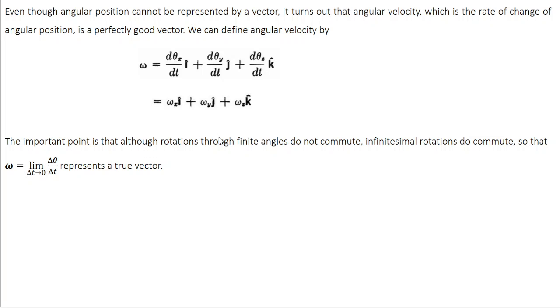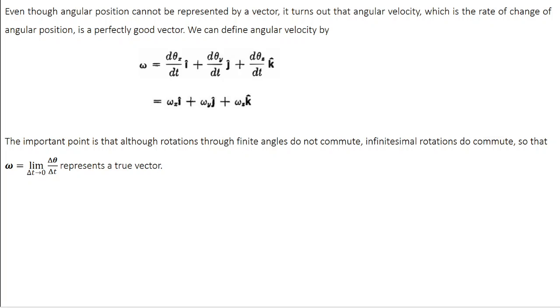Even though rotations through finite angles do not commute, as we have shown in the previous example, when the rotations are very small or infinitesimal rotations, they do commute. So in the case of extremely small rotation, I can represent omega, which is the limit as delta t tends to 0 of delta theta by delta t, as a true vector. That's why angular velocity is a vector.